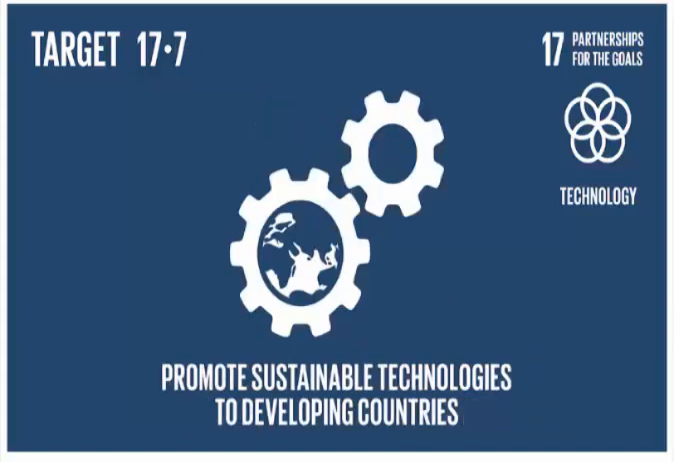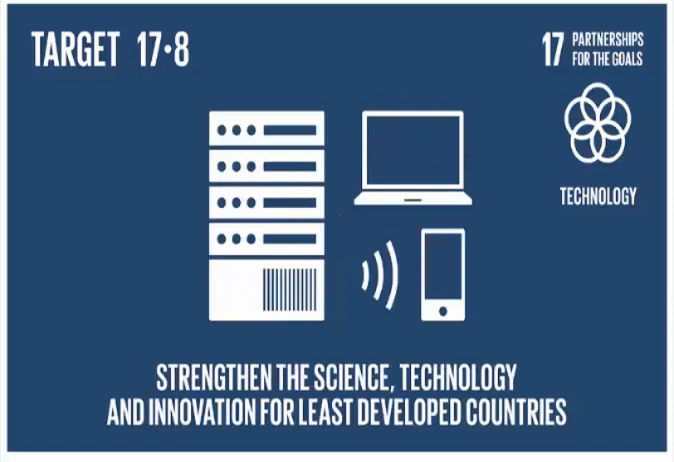Target number 7. Promote the development, transfer, dissemination, and diffusion of environmentally sound technologies to developing countries on favorable terms, including on concessional and preferential terms, as mutually agreed. Target number 8. Fully operationalize the technology bank and science, technology, and innovation capacity-building mechanisms for least developed countries and enhance the use of enabling technology, in particular information and communication technology.